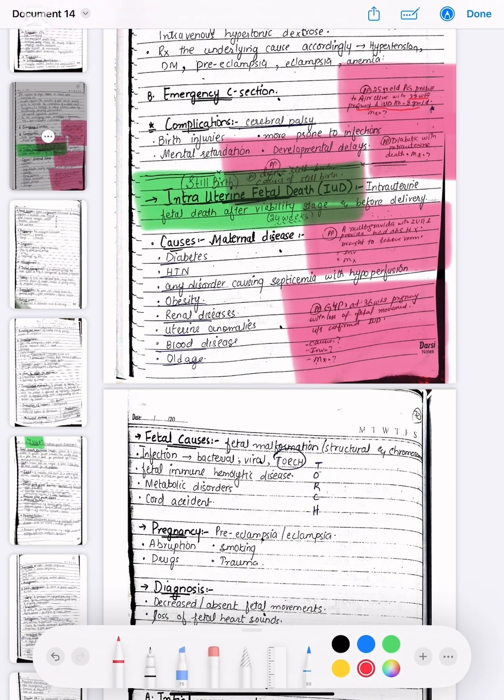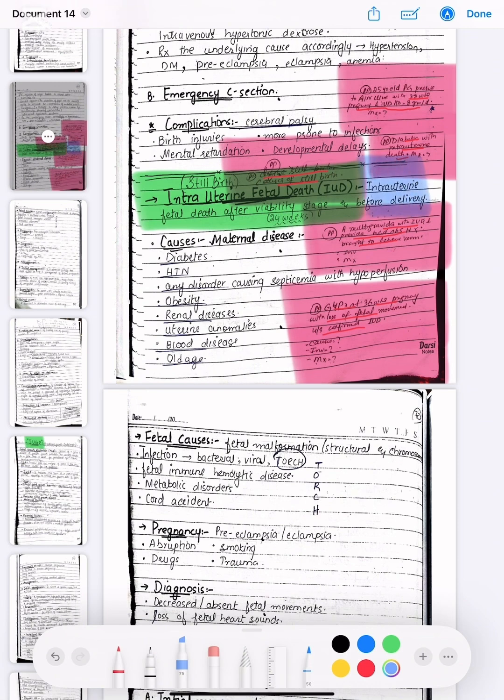Another scenario is that there is a diabetic with intrauterine death, define stillbirth and the causes of stillbirth, and a multigravida with intrauterine death and previous bad obstetric history brought to labor room. G4P3 at 36 weeks pregnancy with loss of fetal movement, ultrasound confirmed intrauterine death. Okay, so what are the causes? We have questions of intrauterine death in this pattern, so we will discuss all the things about the intrauterine death one by one.